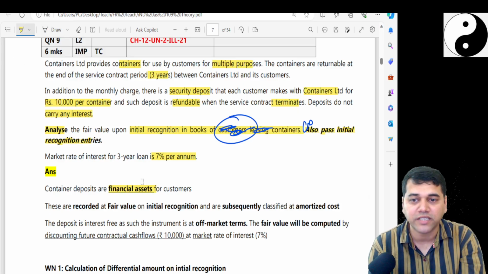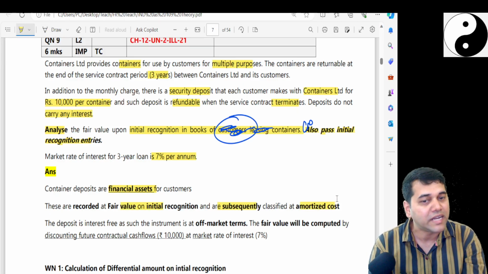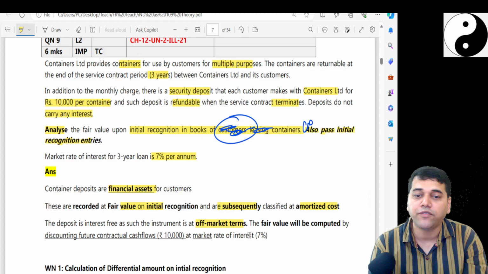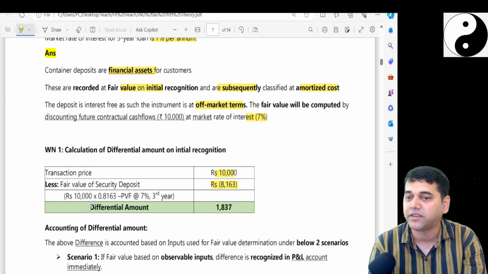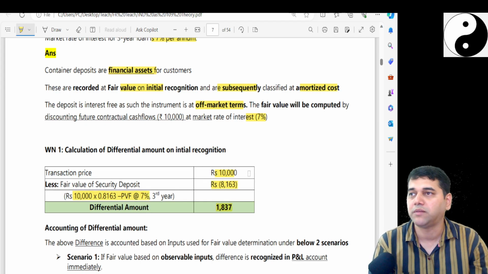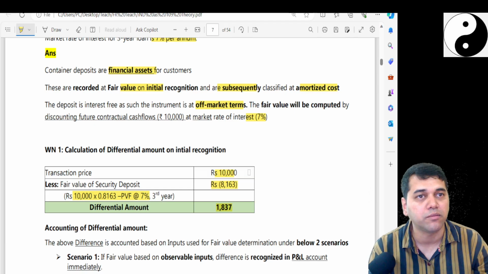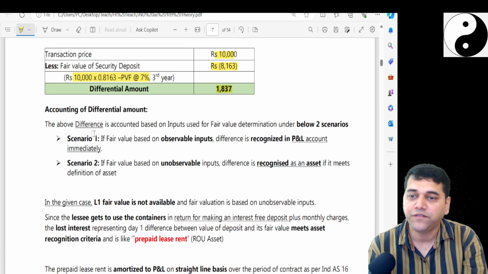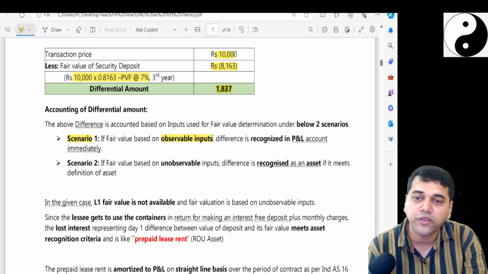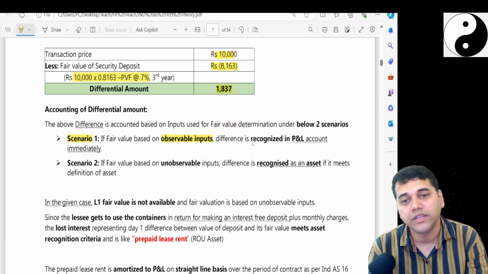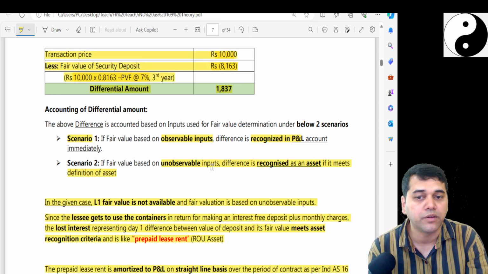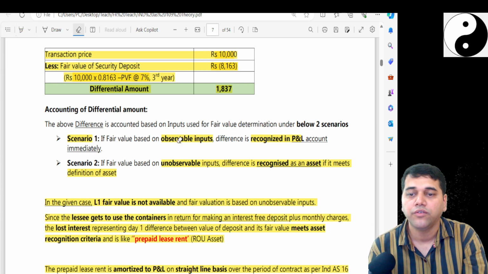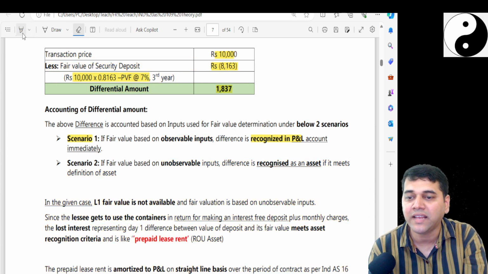It should be recognized at fair value, subsequently at amortized cost, because your objective is to hold to collect. It is off market, thereby fair value will be computed. So your calculation will be 10,000 minus 8,163, the present value of the future cash flow, to get the differential amount. Now how do you account for this differential amount? If the differential amount is because of observable inputs, Level 1, we recognize it in the P&L account, but the question is silent. If it is unobservable, we are going to recognize it as an asset.